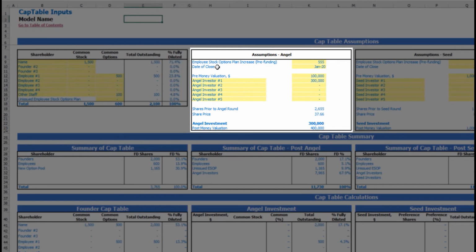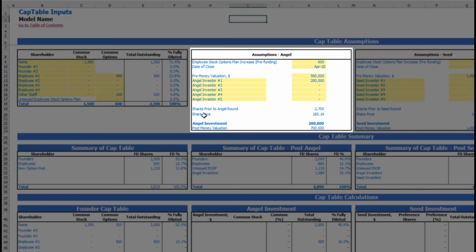The next step will show you the assumptions for angel round. So you can input employee stock options increase on pre-funding, for example 600. You can set date of close, which can be April 20 for example. You can set the pre-money valuation, which can be some amount, 500,000. You have up to 5 angel investor or investor groups. You can input some amounts of funding.